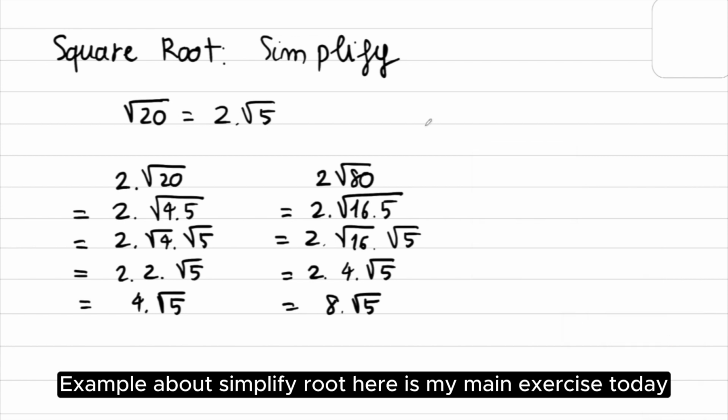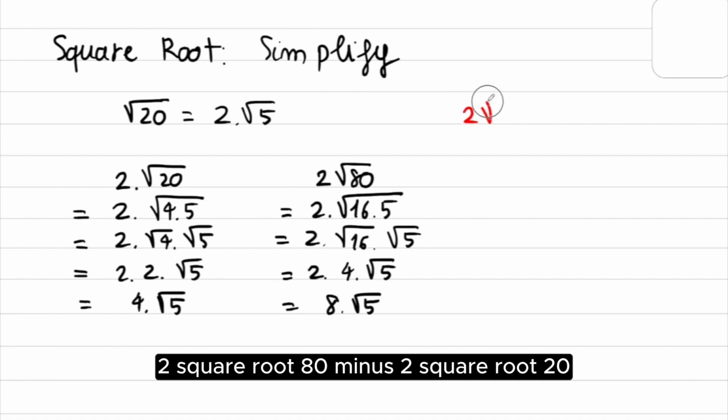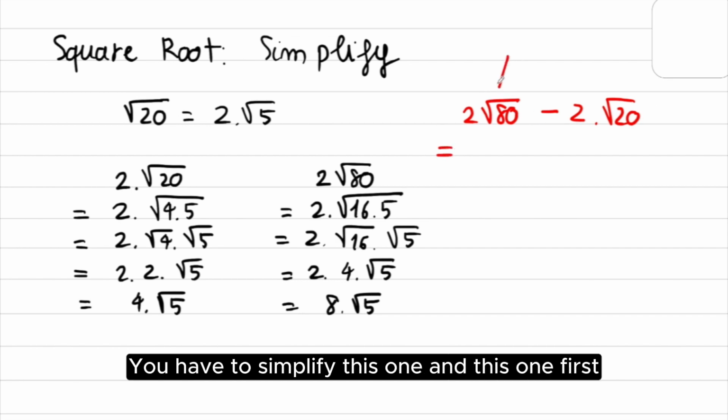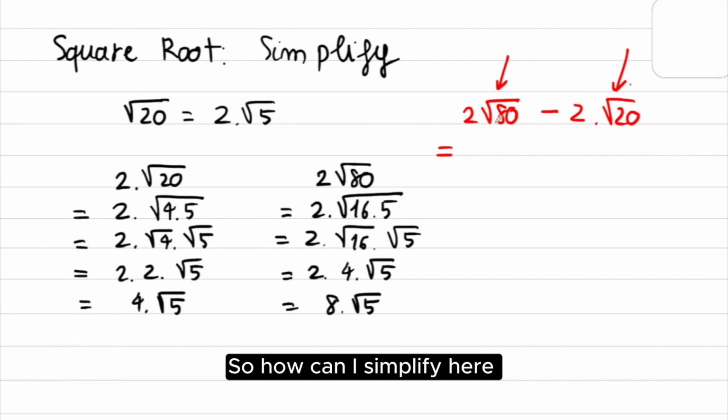Here is my main exercise today. I've got this one, 2 square root 80 minus 2 square root 20. How can you simplify this one? The first step, if you want to simplify this, is to simplify this one and this one first. Okay, so how can I simplify here?